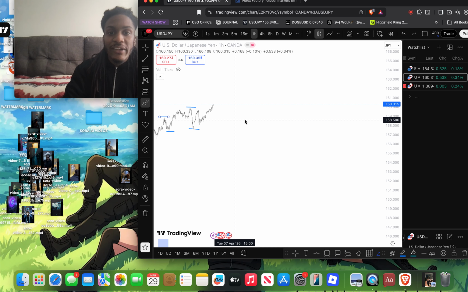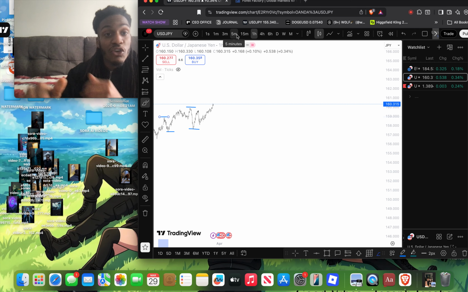And so now that I have those marked up, then you can go to the 5 minute, the 15 minute, and you can do the same. And then you can look for your range and enter your trade setups. And so this is pretty much all I'm sharing with you guys today.